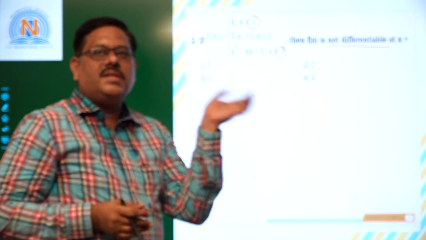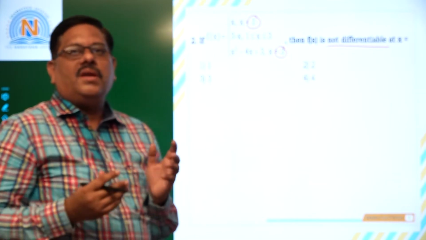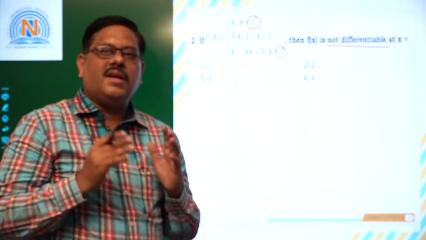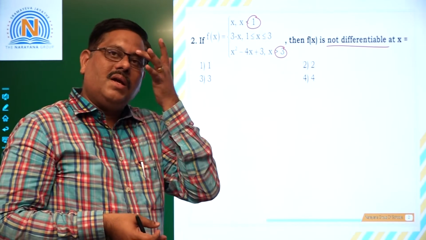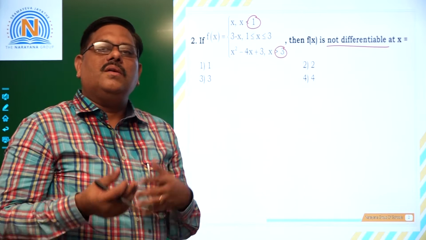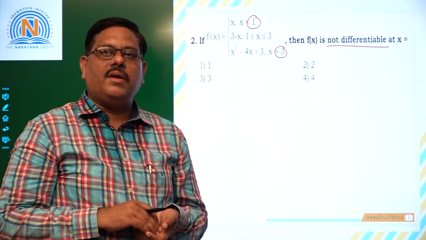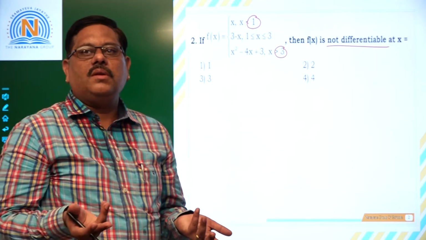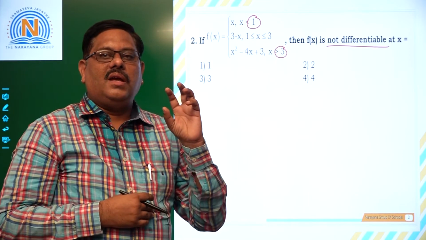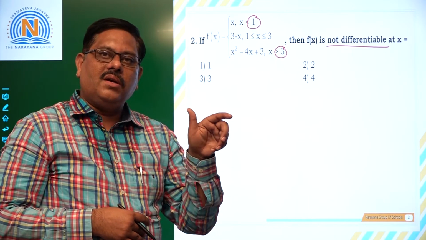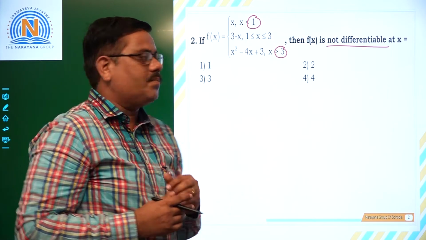At 1, you find out LSD and RSD. At 3, you find out LSD and RSD. The same way, if LSD and RSD exist finitely and they are equal, then it is differentiable at 1. At 3, if LSD is equal to RSD, existing finitely and equal, then we say that it is differentiable at 3. If not, it is not differentiable. Let us check at 1 as well as at 3. Okay, now let us proceed.